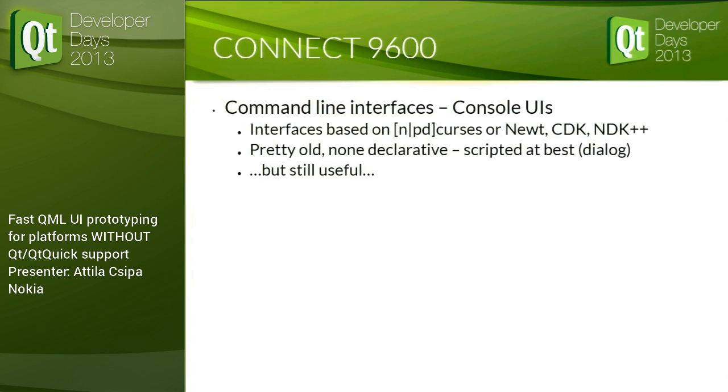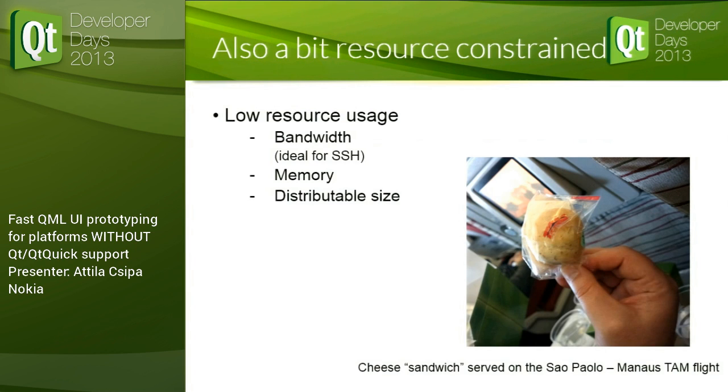None of them are declarative. So you need to actually write all the stuff, just as with Java ME, add everything. So these are scripted at best, but they're really nothing. They have nothing that is remotely useful for quick UI prototyping. However, they are still useful for the reasons that I already outlined. It's low resource usage. Text takes very little bandwidth. We take very little memory as well. We don't need textures. We don't need images. All that's good. The distributable sizes are also very low.